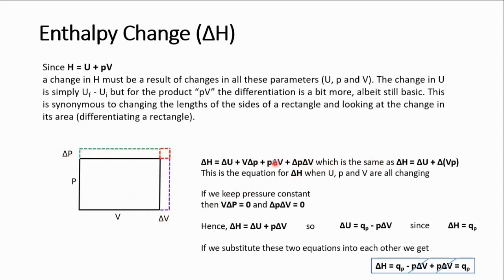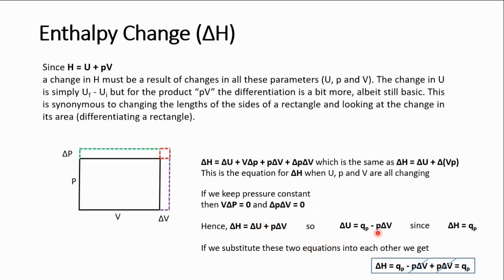So this entire equation can be summarized to mean delta H is equal to delta U plus delta VP. Now, this is the equation for delta H when U, P, and V are all changing. If we keep pressure constant, if the pressure is not changing, then anything where you have a delta P will become zero. Anywhere you have pressure changing, that part will become zero, because we said that the pressure is constant. There is no change in pressure. Hence, delta H is equal to delta U plus P delta V.